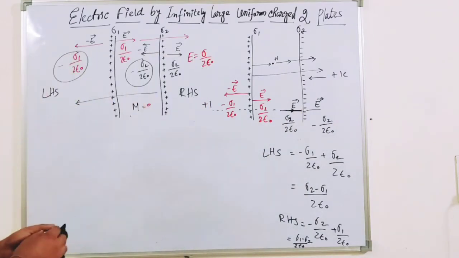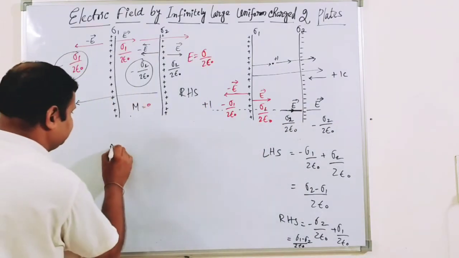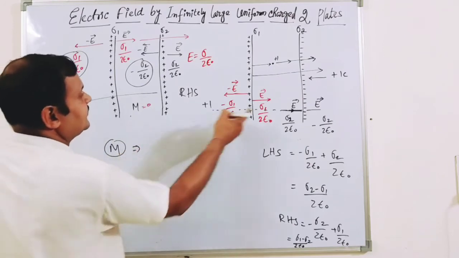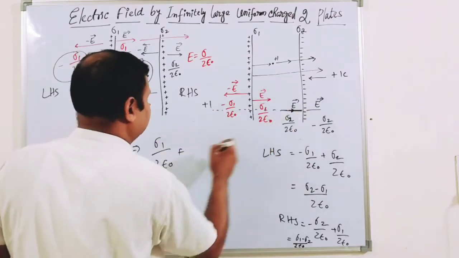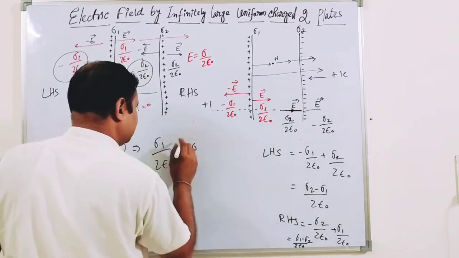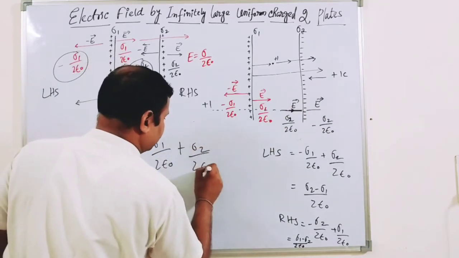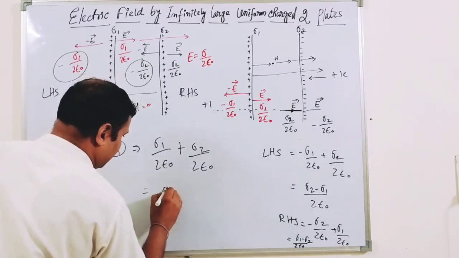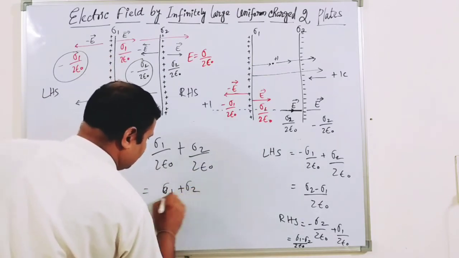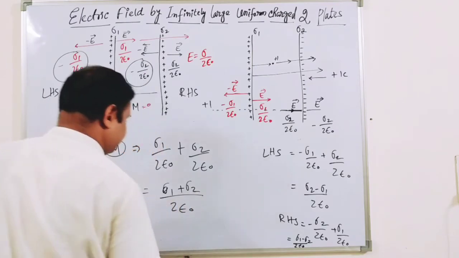So the middle field will be sigma 1 by 2 epsilon naught plus, being positive as well, sigma 2 over 2 epsilon naught. Again in the middle, this will be sigma 1 plus sigma 2 over 2 epsilon naught.